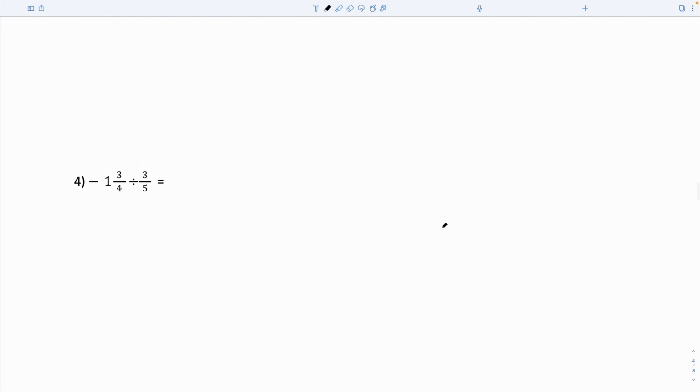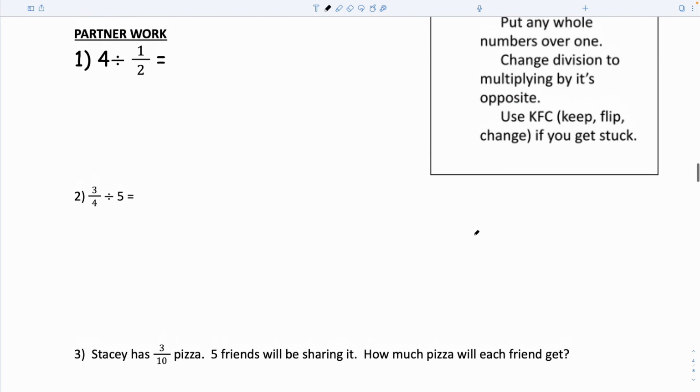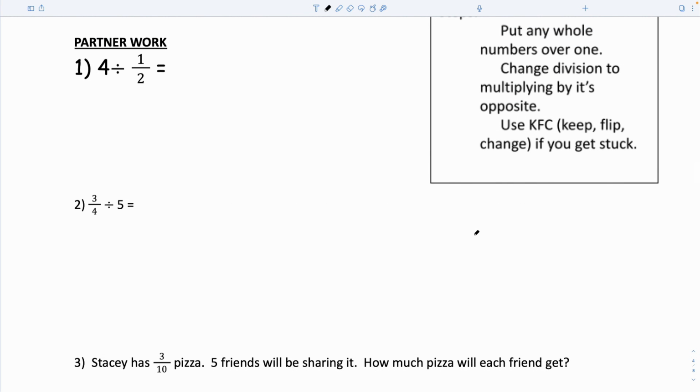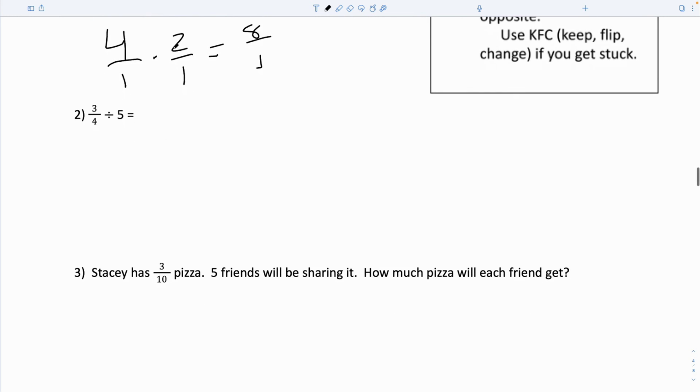Stop where you're at, track the board, silent hand, answer for number 1. Just start with the answer. What did you get for 1, Daniel? 8 is correct. Keep, flip, change. 8 over 1 is the same thing as 8. Answer for number 2, Cameron.